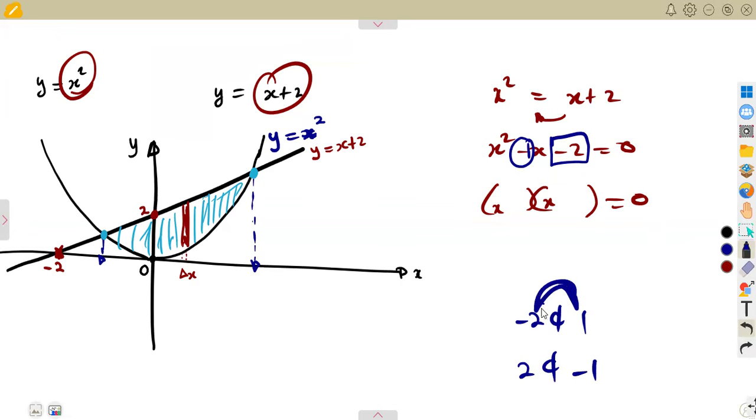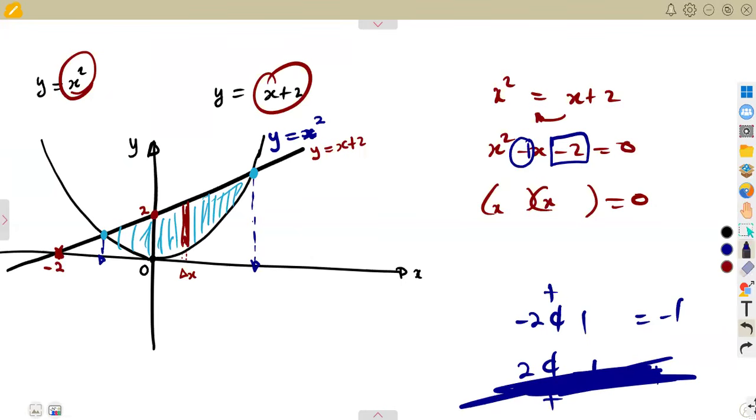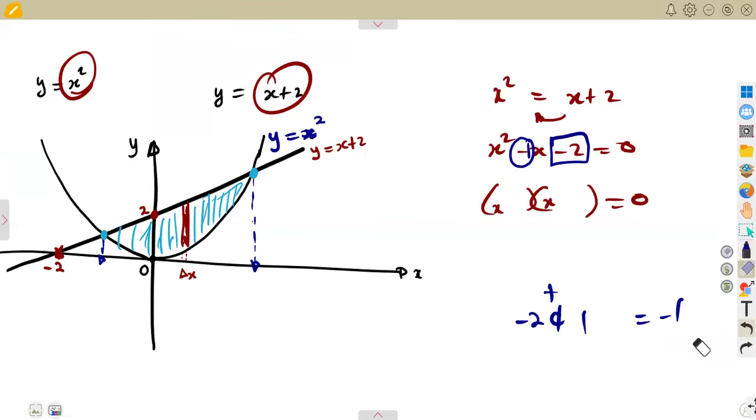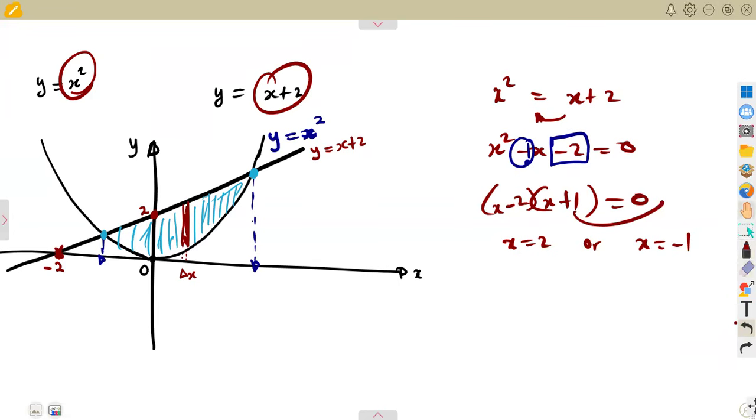-2 times 1, that's -2. If you add, that's -1. Multiply these two, you obtain -2, but if you add, you obtain +1 for the other pair. So this is out, because we need a condition: when we add, we must obtain -1. So it's from -2 and 1. That's -2 plus 1. So x will be equal to 2 on one side, or x will be -1 on the other side. So these are the values at the point of intersection.